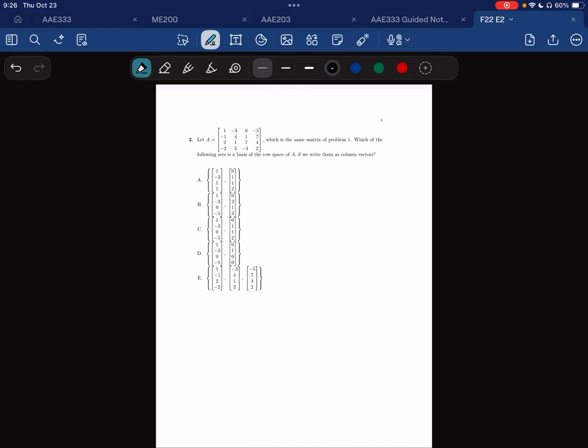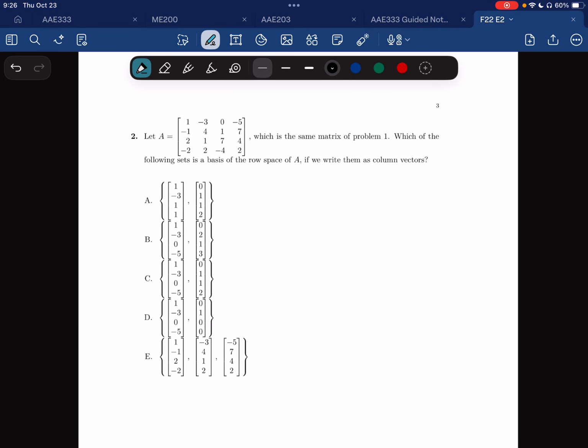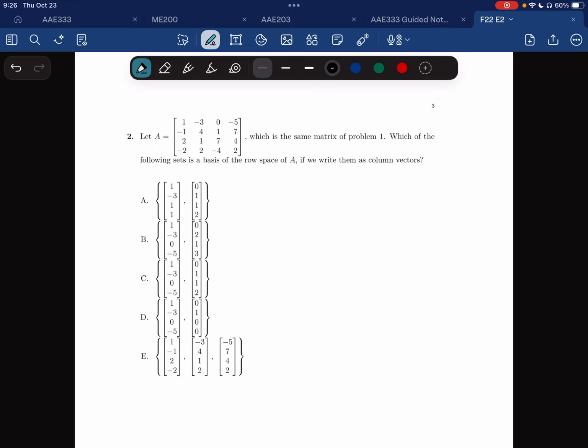This actually uses the same matrix from question 1. So if you're using the timestamp on Boiler Exams and you're just tuning into this question, go back to question 1 to see how I REF'd this matrix. But the full REF version of this matrix is 1, -3, 0, -5, 0, 1, 1, 2, and then 2 rows of zeros. Again, if you're wondering how I got here, you can go back to question 1, where I fully worked that out. But yes, so this is REF now.